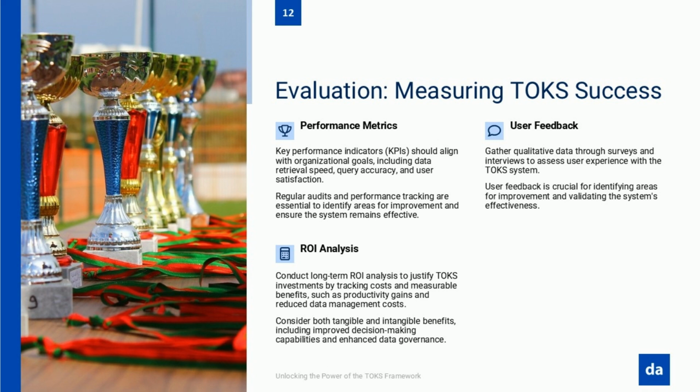Key performance indicators, KPIs, are essential for measuring TOKS effectiveness. These metrics should align with your organization's specific goals and can include data retrieval speed, query accuracy, and user satisfaction. For example, you might track the average time it takes users to find relevant information before and after TOKS implementation. A reduction in search time could indicate improved data organization and accessibility.